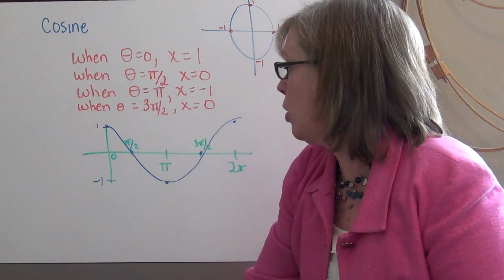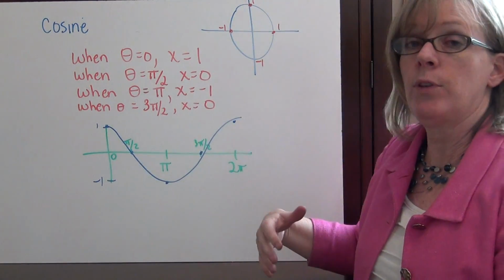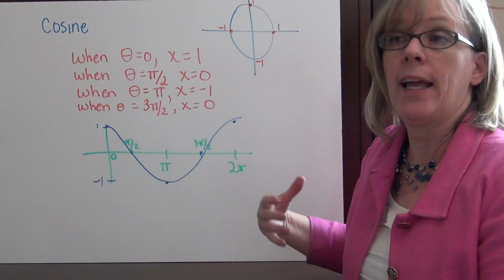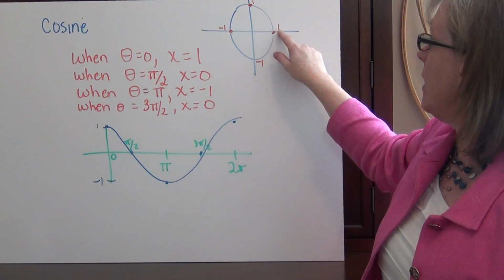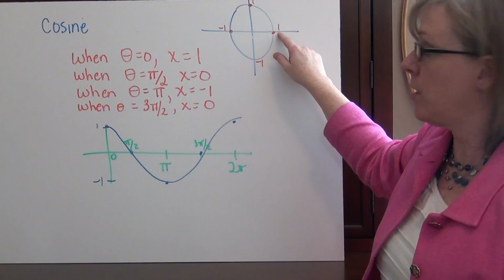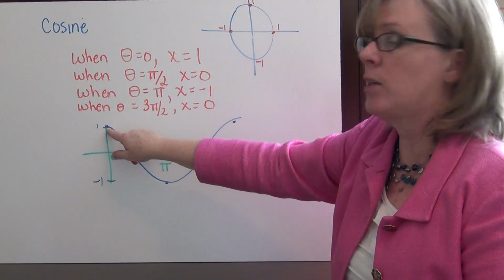So let's take a quick look at cosine. Cosine's different because cosine refers to where x is. So when my angle equals 0, x is all the way over here at 1. So it starts off at 1. When my angle is 0, x is at 1.